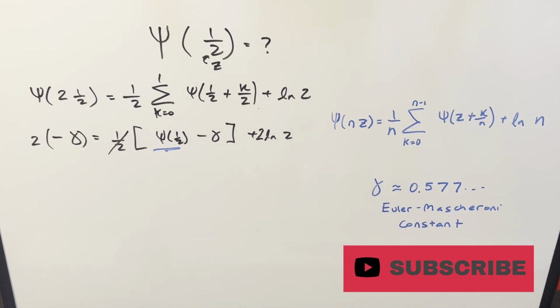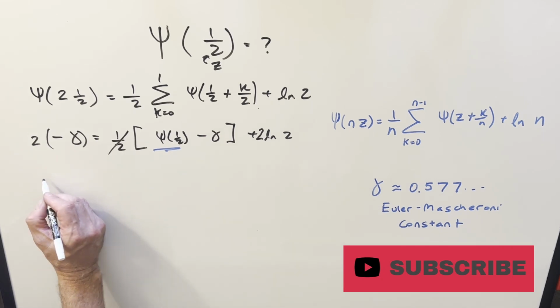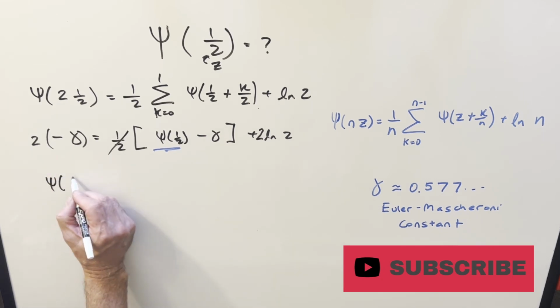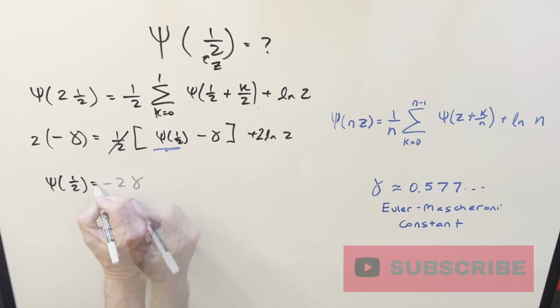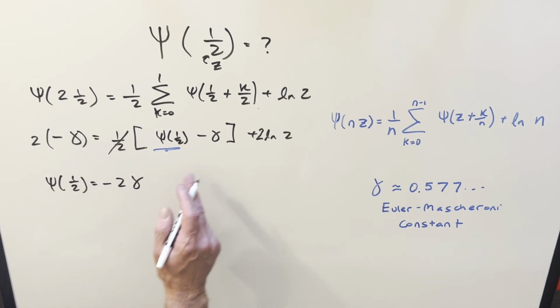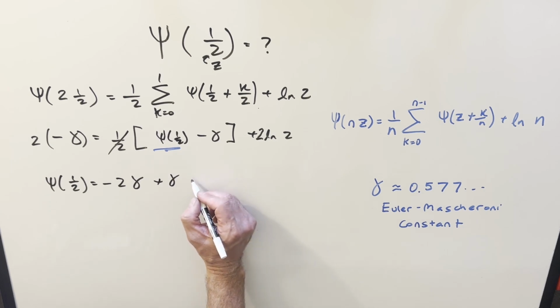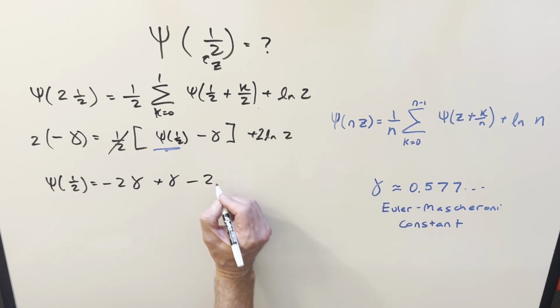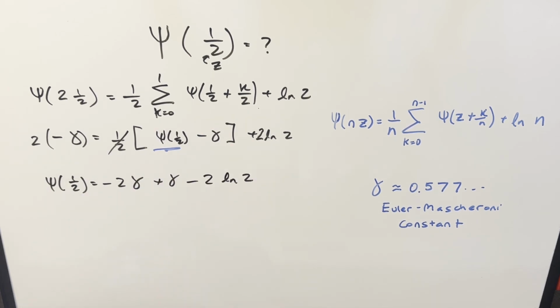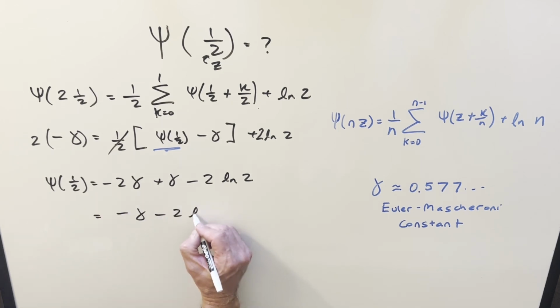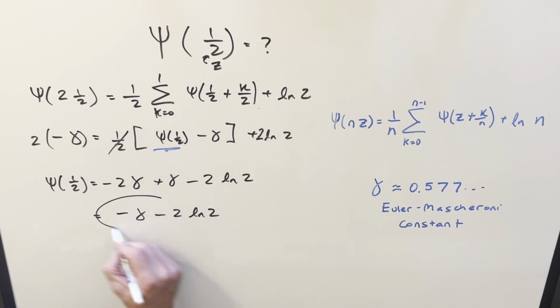Then let's rearrange this so we have this alone on the left side of the equation. This is going to become Digamma 1/2. Then here we have minus 2 times the constant. Bringing this to the other side, this becomes a plus Euler-Mascheroni constant. Bringing this to the other side, this is going to be minus 2 ln2. Putting this together, for the solution we just get minus the Euler-Mascheroni constant minus 2 ln2, and that's it.